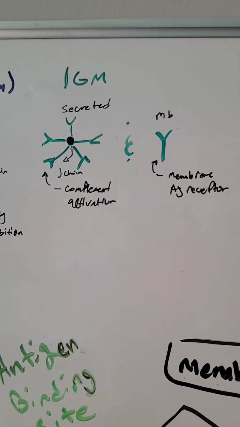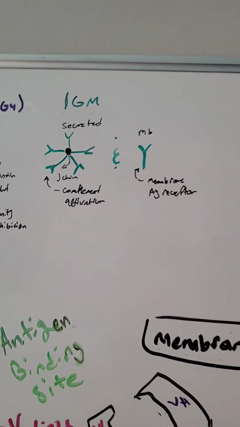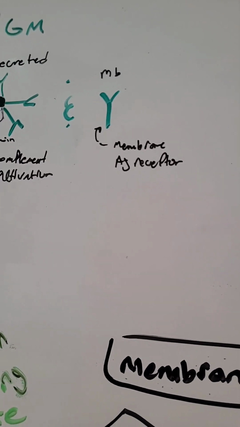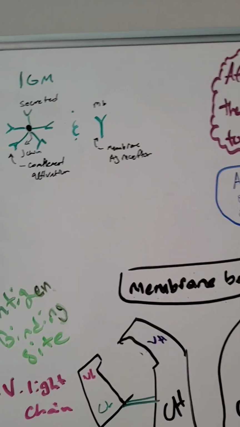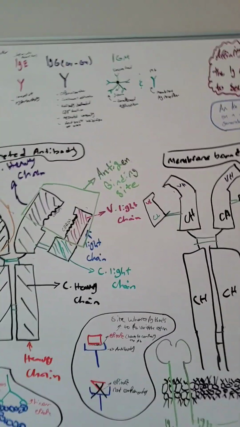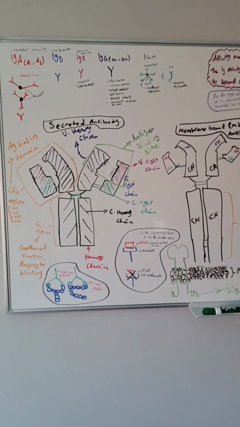IgM, the IgM antibody, in its secreted form, takes a pentamer shape. In its monomer form, it's membrane bound, and it is a membrane antigen receptor, so it's a B cell receptor. But when it's secreted, it can do complement activation, and it's really, really good at complement activation. It's in fact one of the best ones.